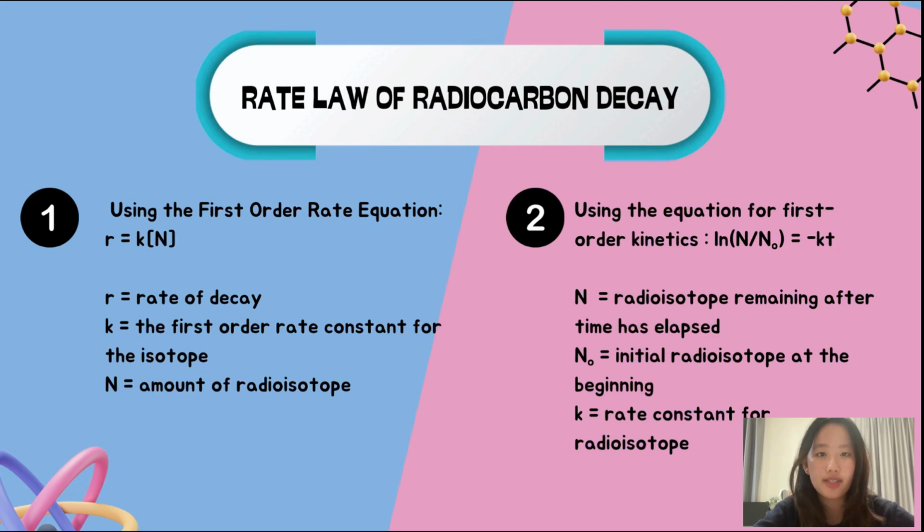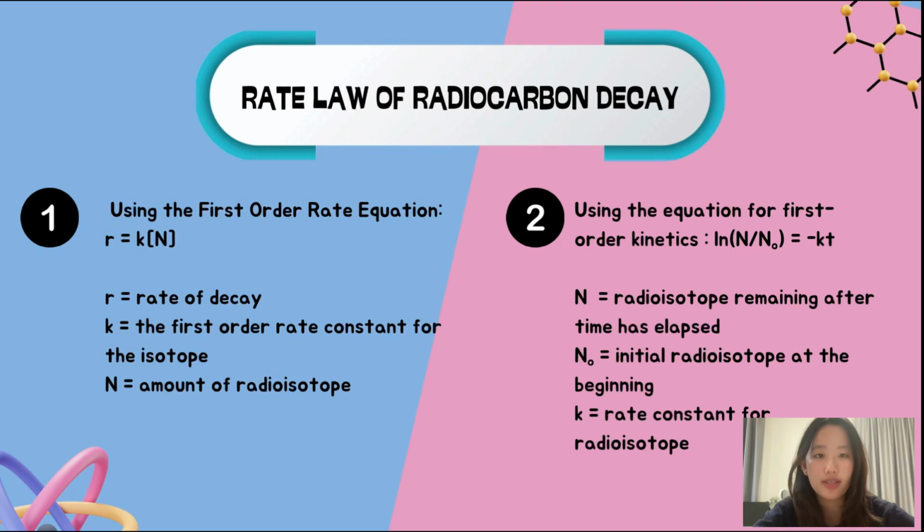The first equation essentially quantifies how quickly a reaction proceeds, where R is a measurement of the rate of decay, k is the first order rate constant for the isotope, and N is the amount of radioisotope at the moment when the rate is measured.